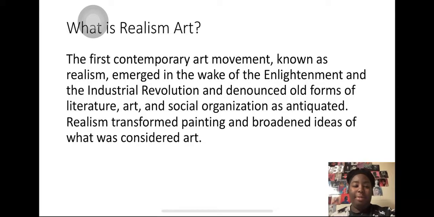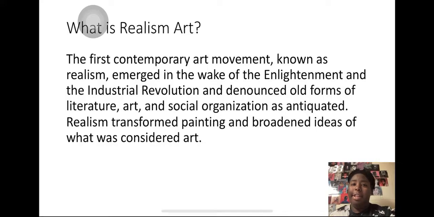What is realism art? The first contemporary art movement, known as realism, emerged in the wake of the Enlightenment and the Industrial Revolution and denounced old forms of literature, art, and social organization and etiquette. Realism transformed painting and broadened ideas of what is considered art.